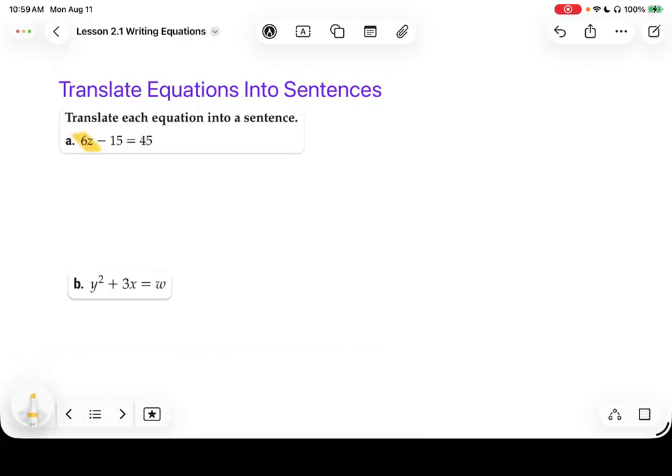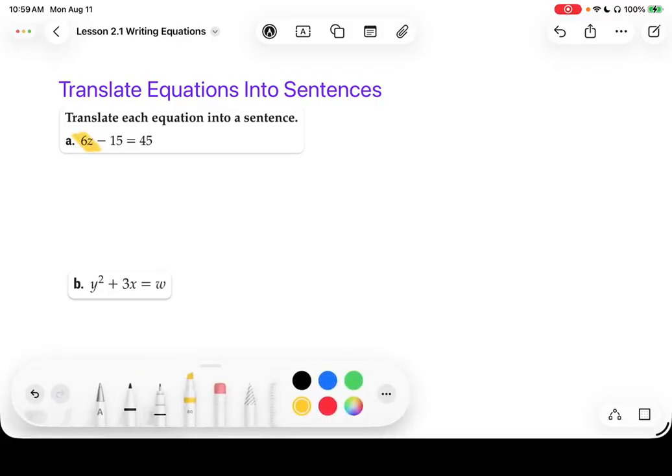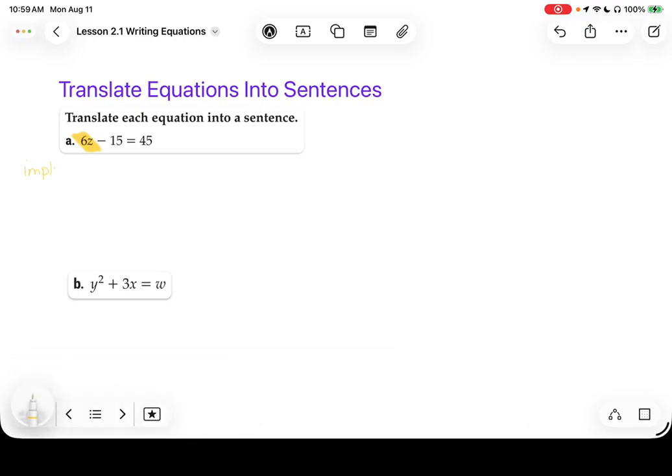Let's take this right here, 6z. Whenever you have two different things bumped right up next to each other, this 6 and this z, this is multiplication. It's actually called implied multiplication. This is the only mathematical operation that you don't have to write. If there is no symbol in between two terms, it's multiplication.